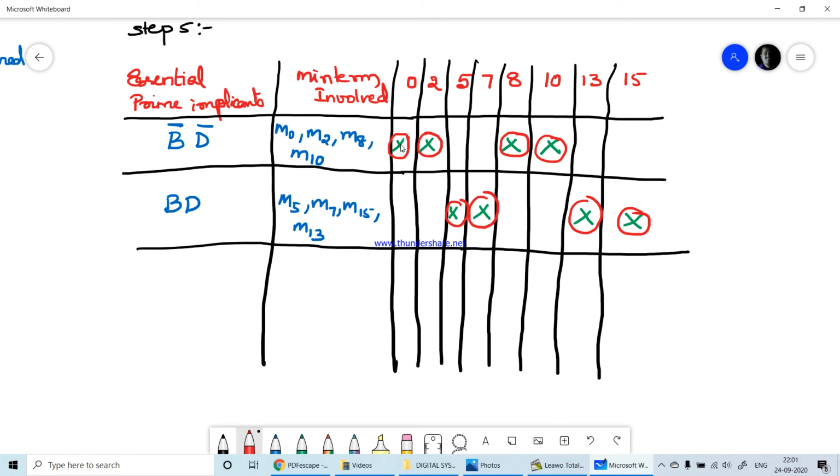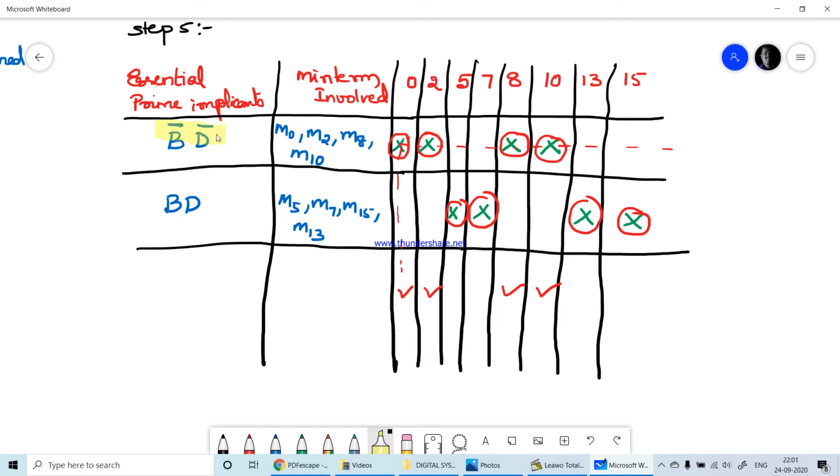So here this is the first cross which I have. I'll put a matched cross with horizontal and a matched cross with vertical. So whatever crosses are matched with this particular cross, I'm going to tick that, which means that minterm will be covered in the expression. So 0, 2, 8, 10.